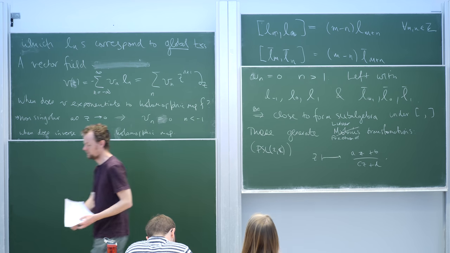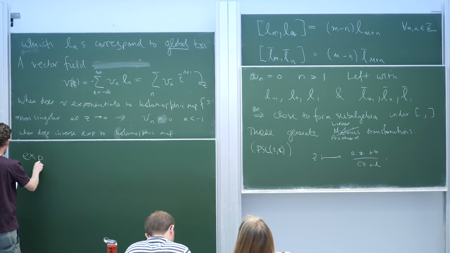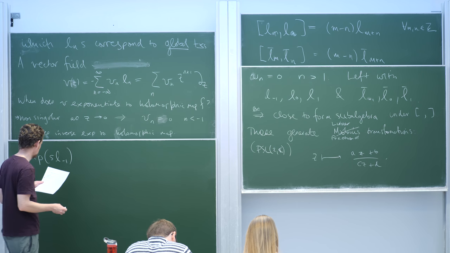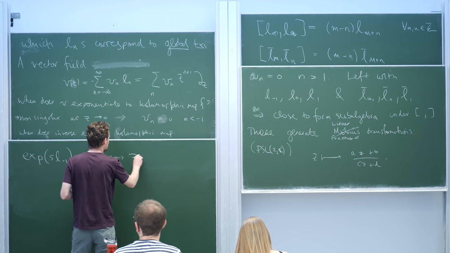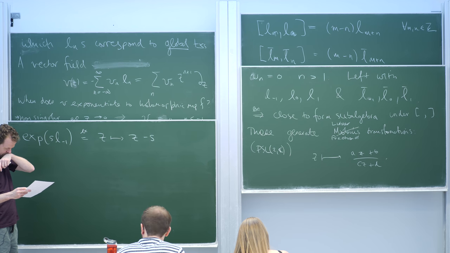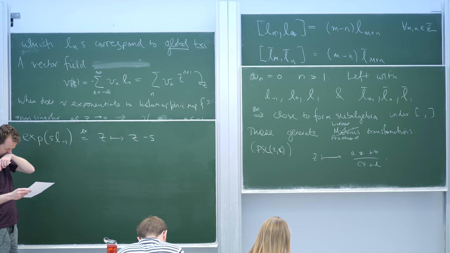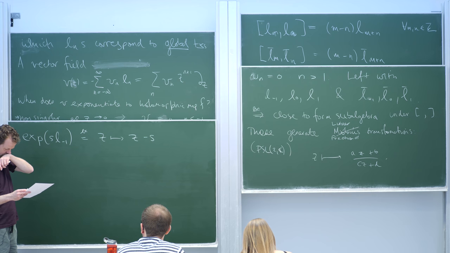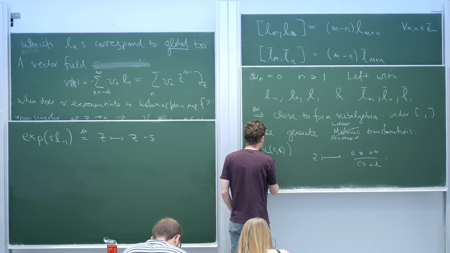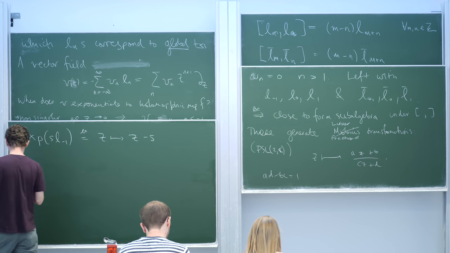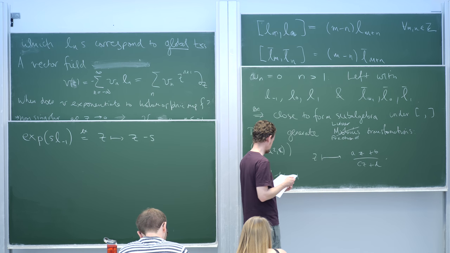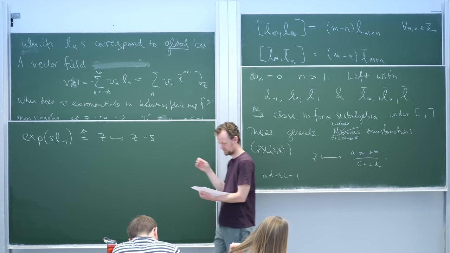So you might wonder which one exponentiates to what. If you exponentiate S times L minus 1, the first generator, what you get is the transformation Z maps to Z minus S. Exercise. I only did this for real S, I might point out. Oh, and AD minus BC equals 1. Oh no, I think that works for all S.